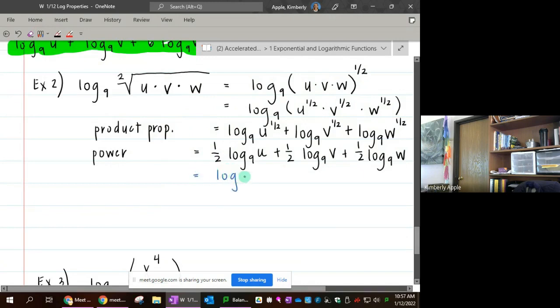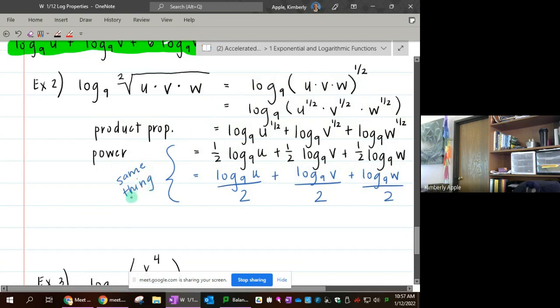This is the log base 9 of u divided by 2 plus the log base 9 of v divided by 2 plus the log base 9 of w divided by 2. These are the same thing. I will accept either. But if I gave you a multiple choice type question and the answer looked like this, I would need you to know that these two are the same, right?